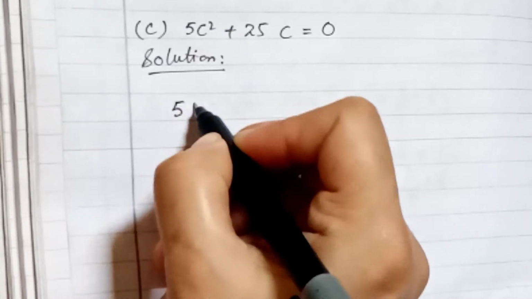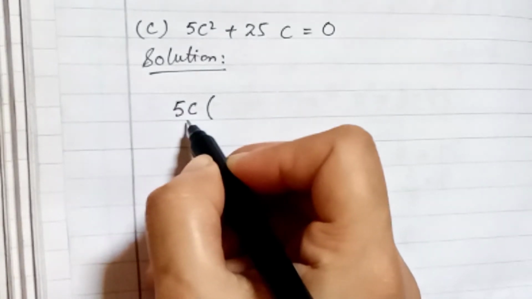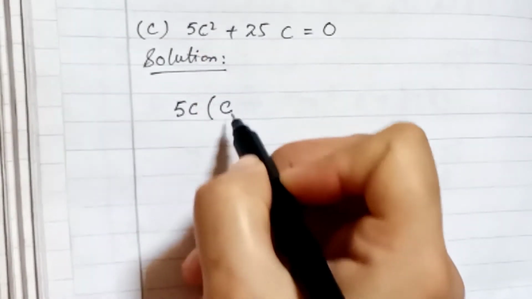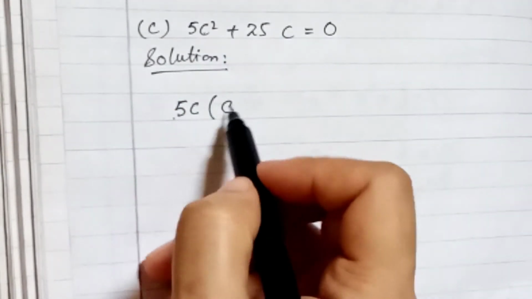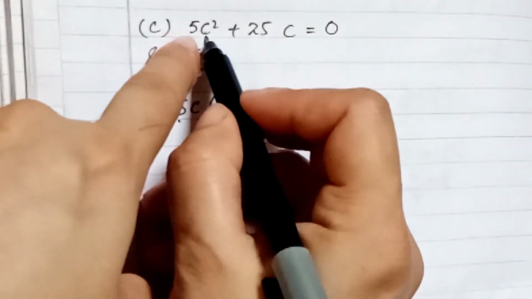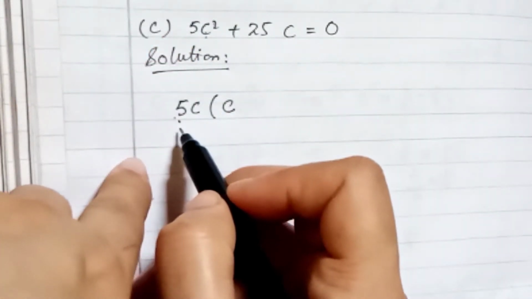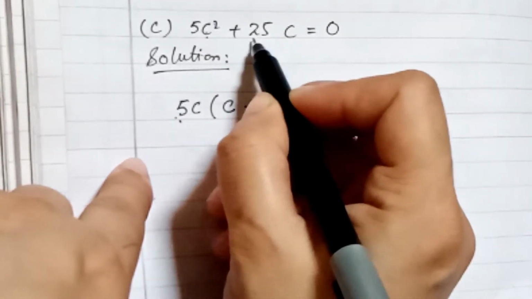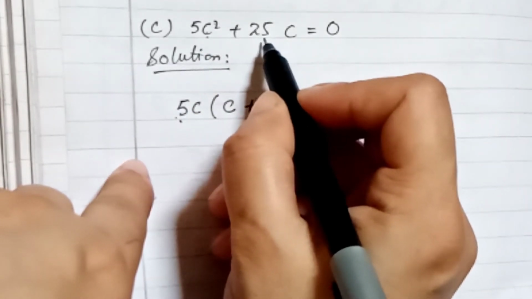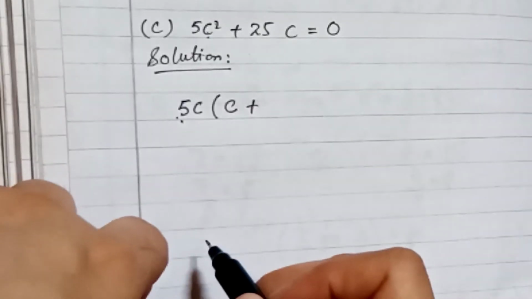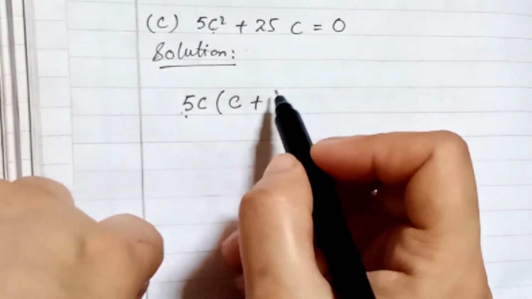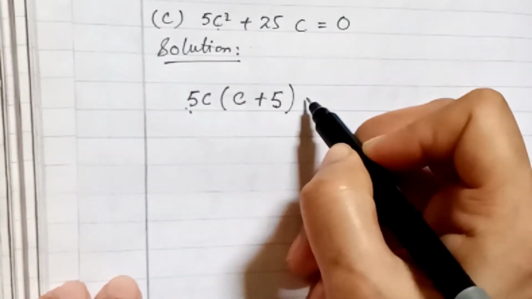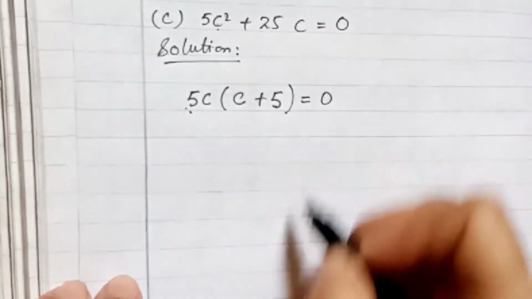So by taking common 5c here, we are left with c power 1, because 5 is taken out and 1c is also taken out. So we are left with c power 1, and when we take 5 common from 25, we have to divide 25 by 5. So 5 fives are 25. c has been taken out as common. So we are left with 5 over here.